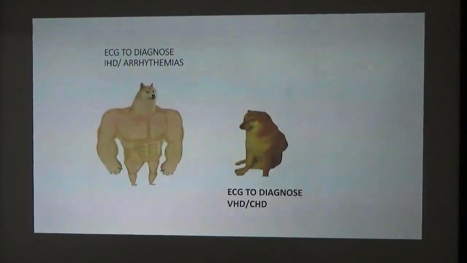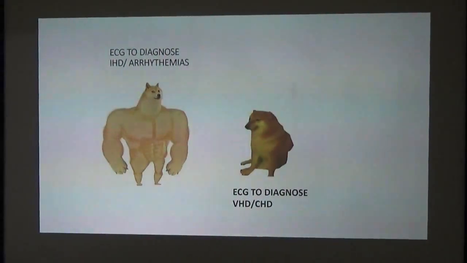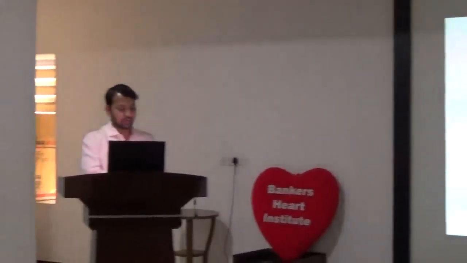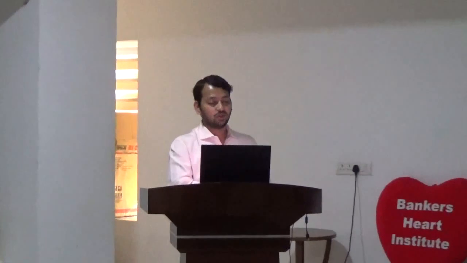When it comes to utilization of ECGs, we adult physicians or cardiologists use ECG to diagnose ischemic heart disease and arrhythmias. But when it comes to valvular heart disease or congenital heart disease, we don't think much of a role for ECG, and we do a straight echo if we find any murmur or any suspected shunt in this patient. So ECG is very underused in valvular heart disease or congenital heart disease.